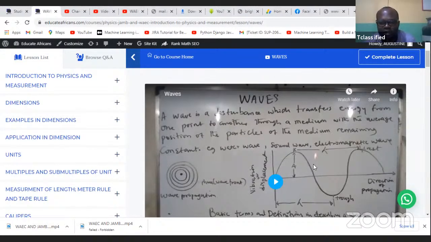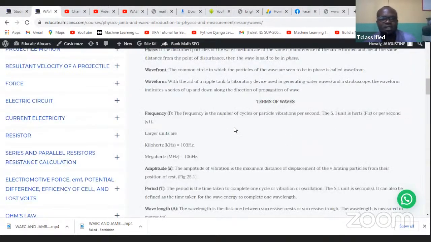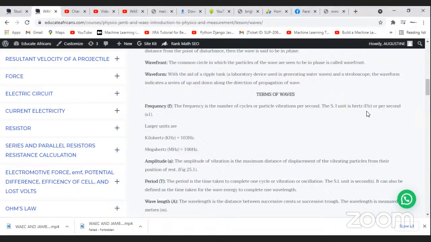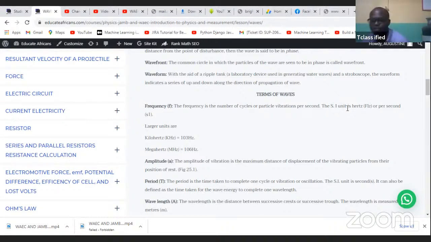So any number of complete cycles done per second is known as the frequency. Take note: frequency is the number of cycles or particle vibrations per second. The SI unit for frequency is hertz. So take note, hertz, that's the SI unit, because you're going to be asked which of the following is the SI unit of frequency. I think I've seen that in one of the JAMB questions. There are also higher units like kilohertz, megahertz, and the rest.